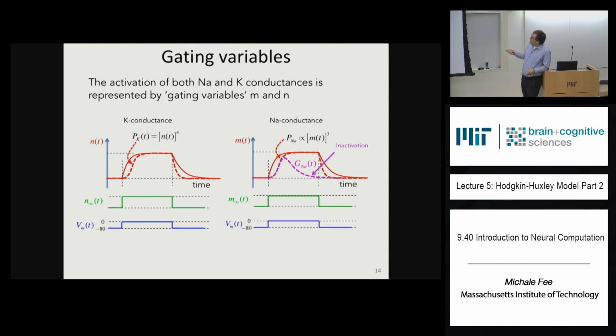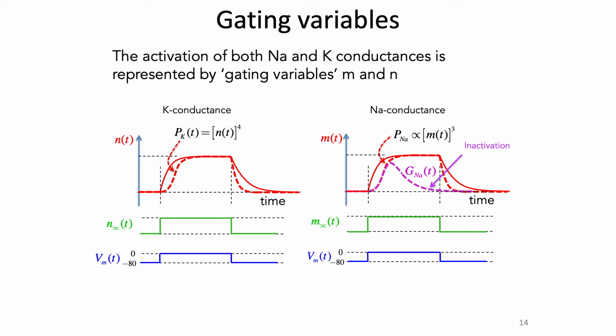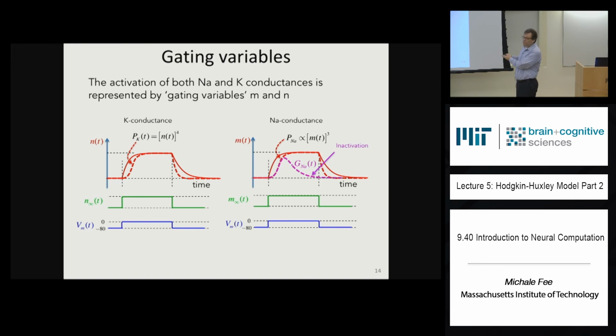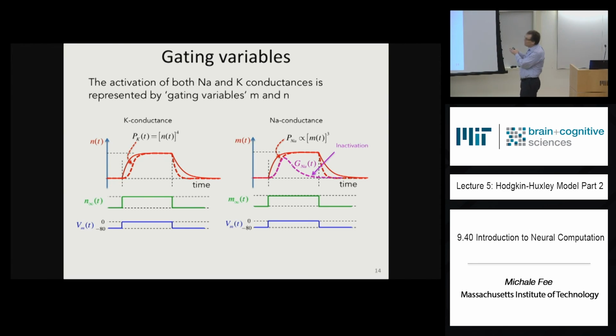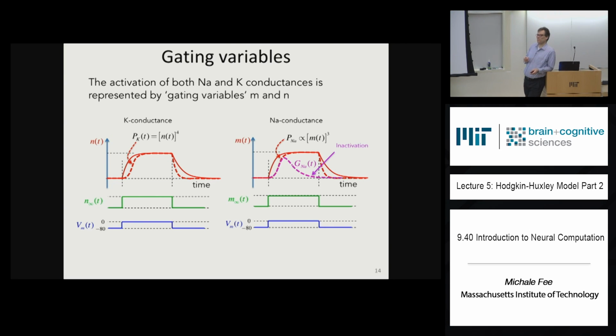So that process there of shutting off is called inactivation. All right? This process of N turning on is called activation. N turning off is called deactivation. M turning on is called activation. M turning off is called deactivation. But this other thing has a different name. It's called inactivation. All right? It's kind of a little tricky terminology.